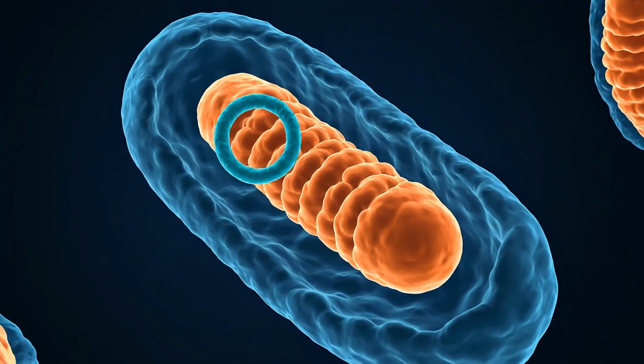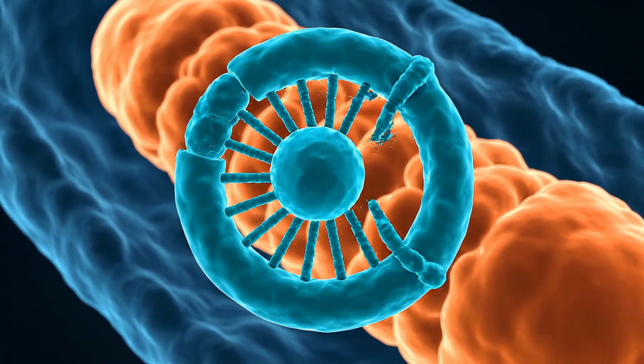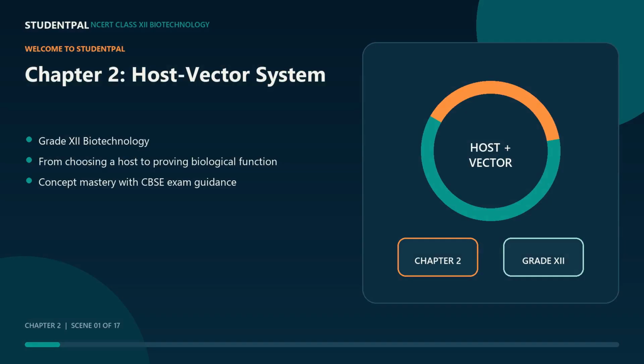Welcome to StudentPal. In this Grade 12 Biotechnology lesson, we are beginning Chapter 2, Host Vector System. A successful biotechnology experiment depends not only on the DNA that we want to use, but also on the biological partnership between the vector that carries it and the host cell that must receive, maintain, and use it. By the end of this lesson, you will be able to choose a suitable host vector pair, explain why it works, and identify the evidence needed to prove the intended result.